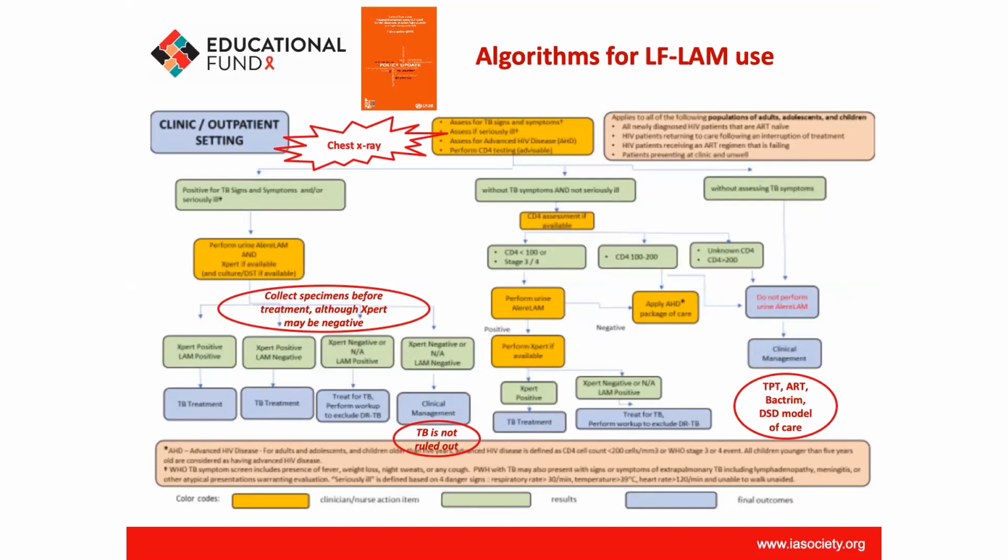The only change on this algorithm is the differentiation between CD4 cell counts of 100 to 200. Per WHO guidelines, if they are an outpatient, you can perform LAM on a patient with a CD4 cell count of 100. What I would suggest is don't use that as the absolute cutoff. If someone is quite worrisome for you and their CD4 cell count is maybe 110, you may decide to go ahead and perform a LAM test.